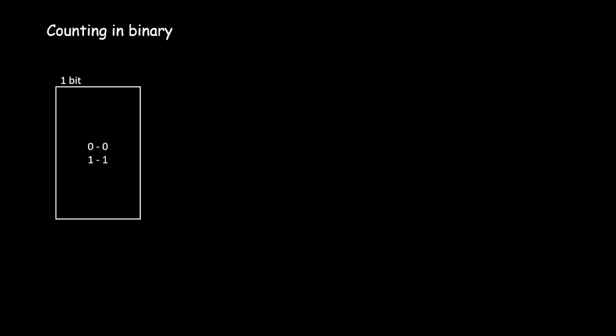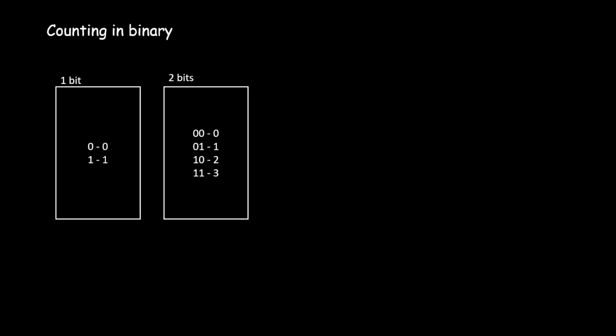Now how do we count in the binary system? If you have one bit, you can count 0 and 1, but beyond 0 and 1, to count 2, 3, etc., I need an extra bit. So I have 00 representing 0, 01 representing 1, 10 representing 2, and 11 representing 3.